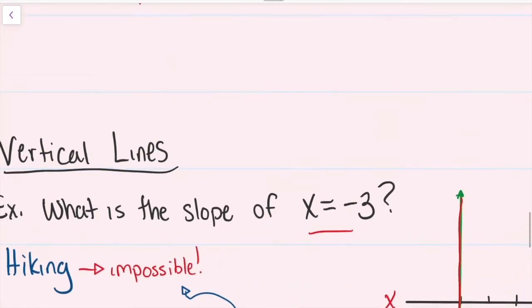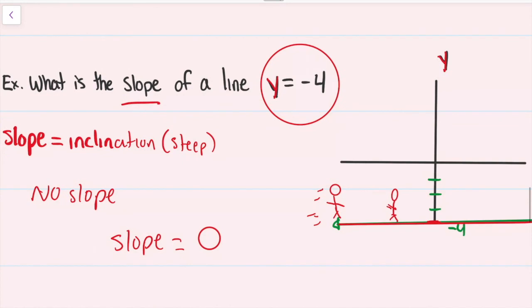We call it undefined. Horizontal lines, it has a slope of 0 because there's no inclination. So it's just 0. You can walk through it on a straight path. And that's how you find the slope with horizontal and vertical lines.